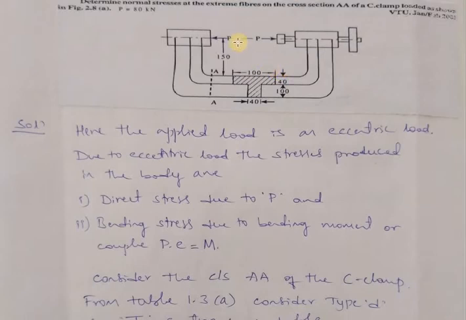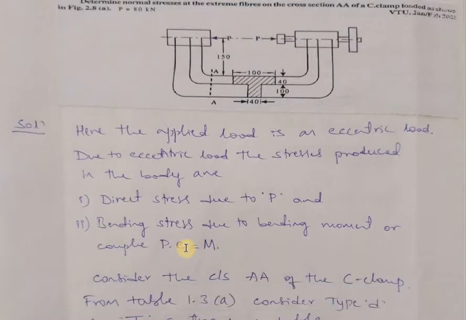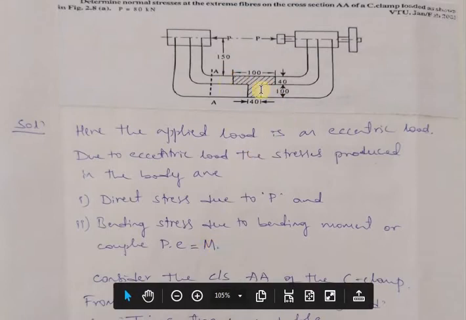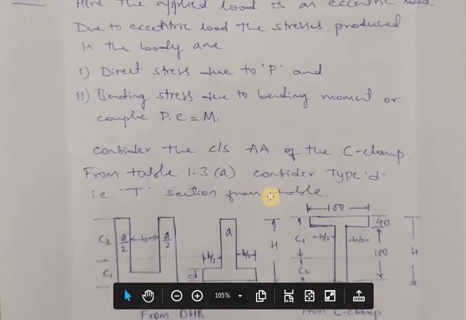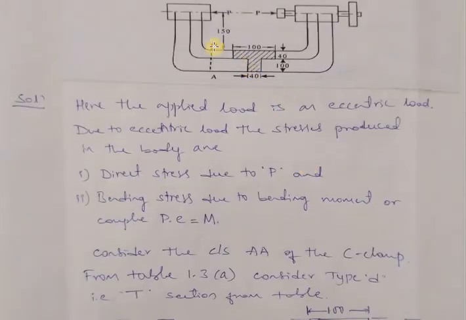The other kind of stress is bending stress. Due to this distance, there will again be a bending stress, due to the moment of the couple P into e. Here P is the load and e is the eccentricity. Because of that, a bending stress will be induced in the member. So consider the cross section AA of the C clamp, which is a T cross section.